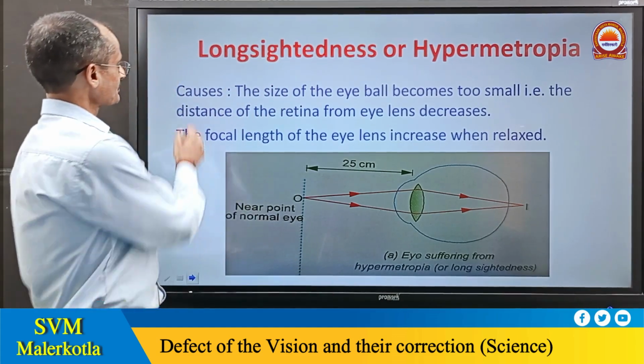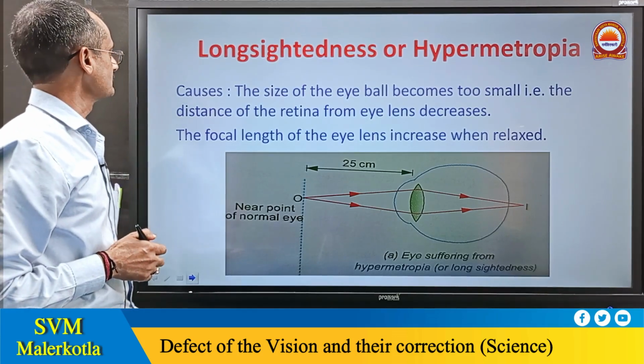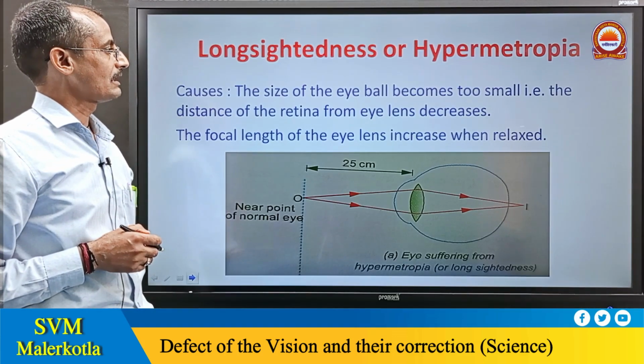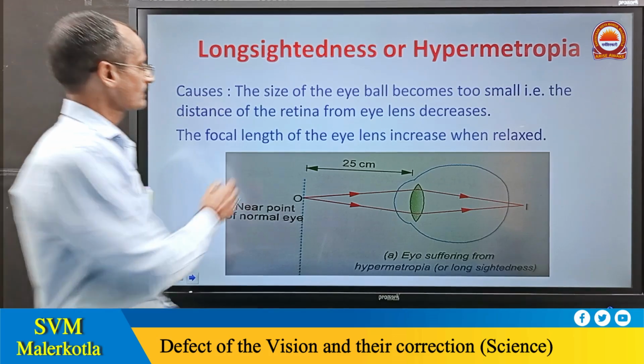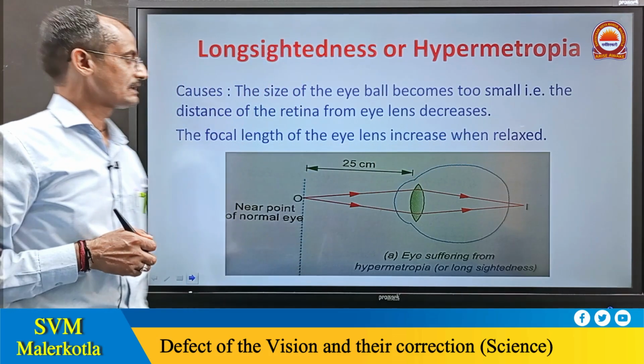Now what are the causes? The size of the eyeball becomes so small, that is, the distance of the retina from the eye lens decreases. So the focal length of the eye lens increases when it is relaxed.